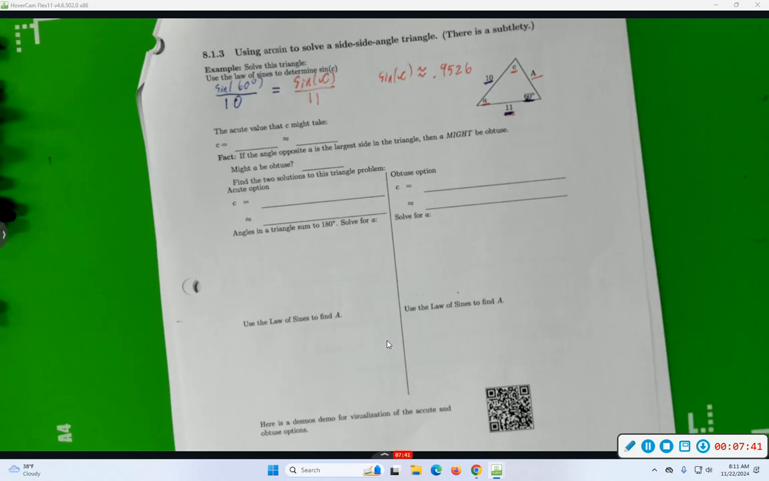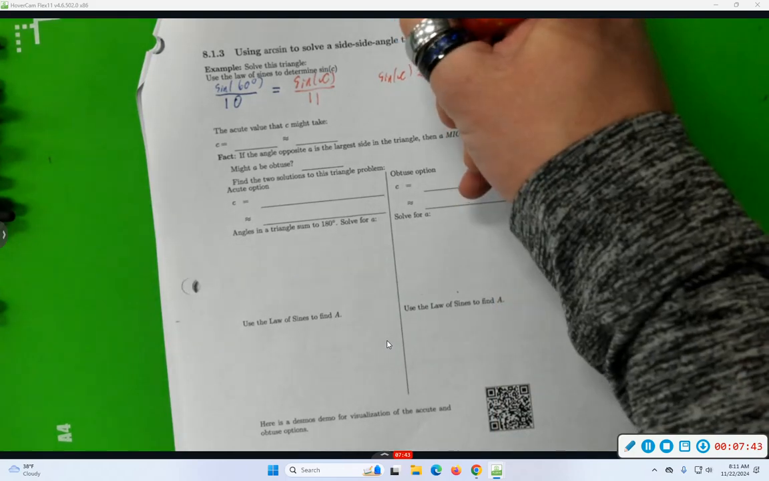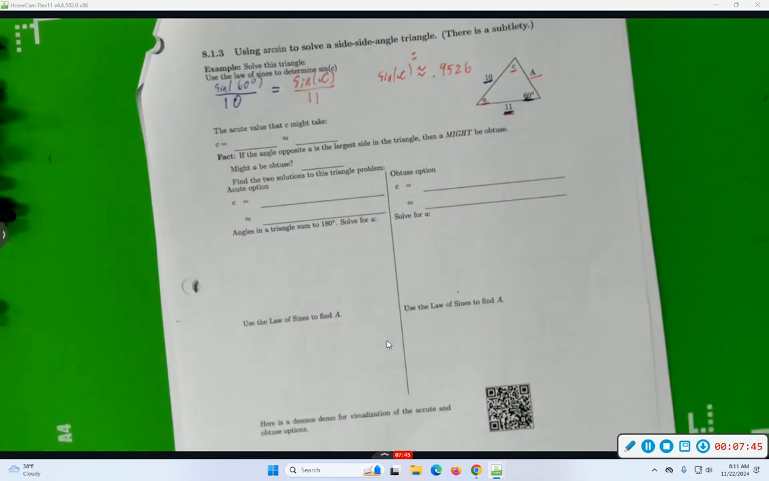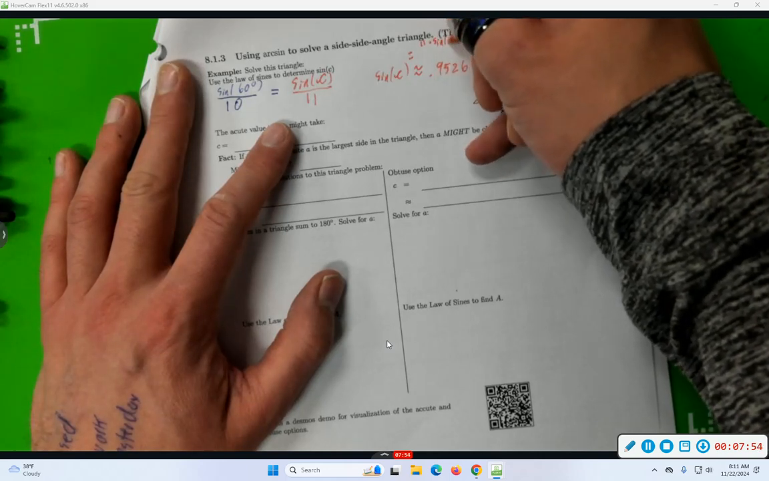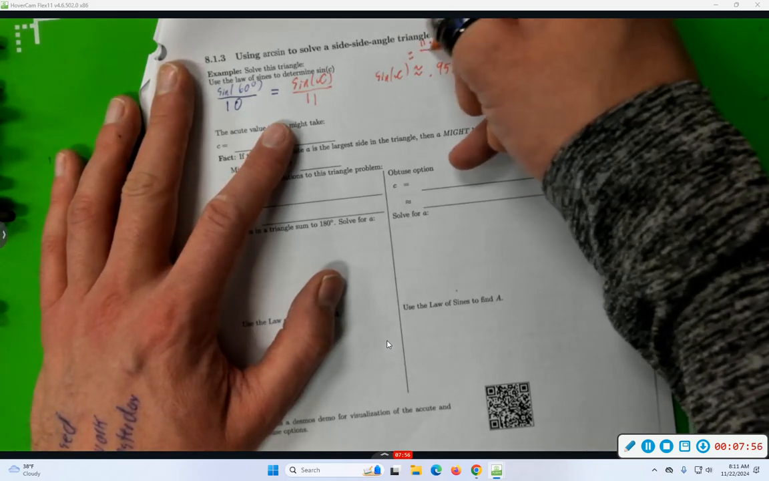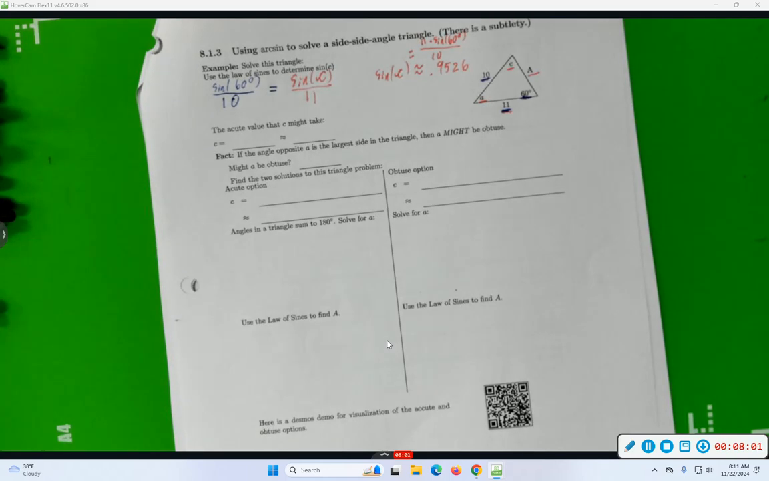All right. Let's also write down the exact value. So what did you plug into the calculator to get that? 11 sine 60. Cool. 11 times sine of 60 degrees divided by 10. All right, you just need to cross multiply that 11 in the denominator.